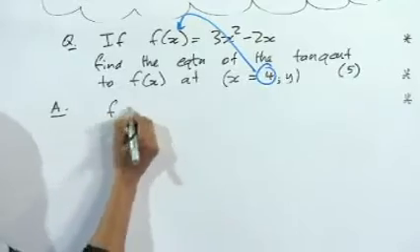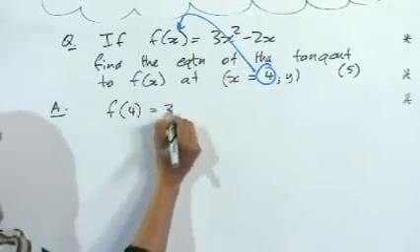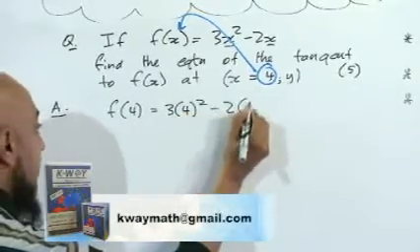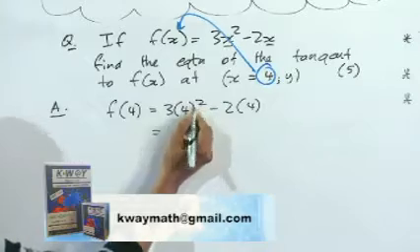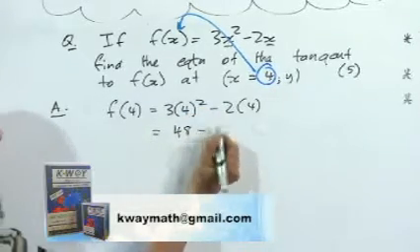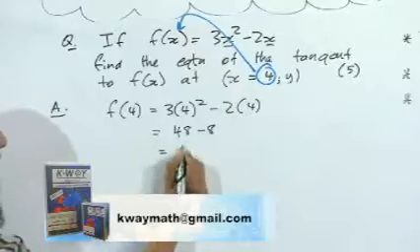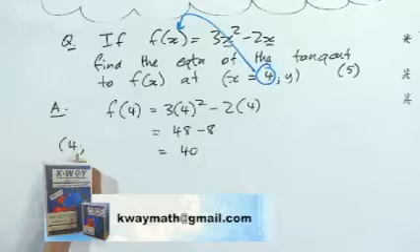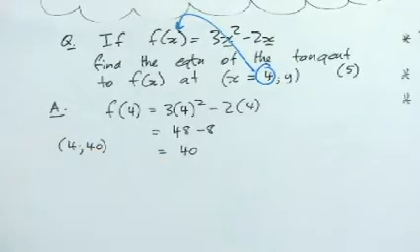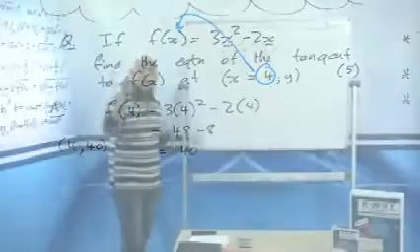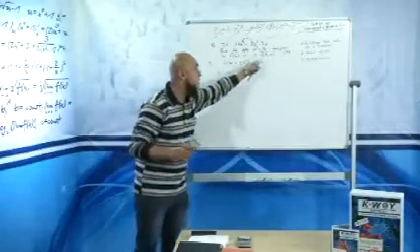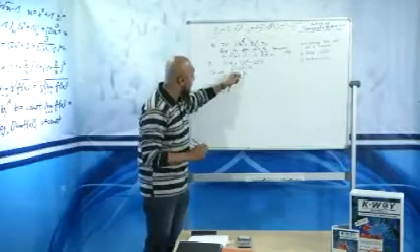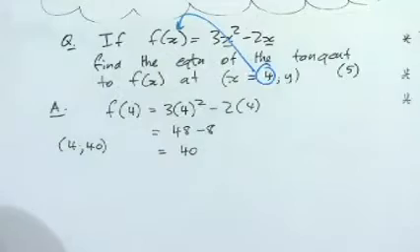So f of 4 is equal to 3 into 4 squared minus 2 into 4. 4 squared is 16, 16 times 3 is 48, minus 2 times 4 is 8. 48 minus 8 is 40. That means at the point where x is equal to 4, y is equal to 40. Now we've got an x and y. Again, if x and y were given, we wouldn't need the first step. But because only x is given, we substitute x to get our corresponding y.